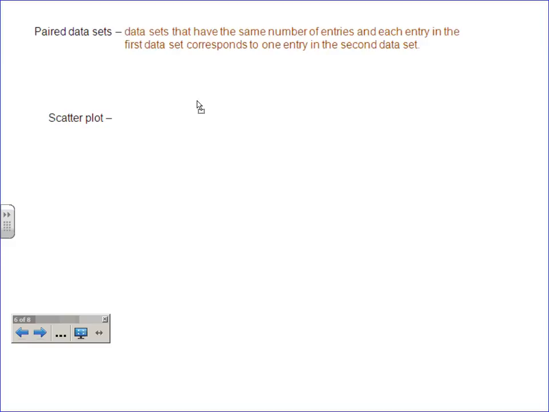Paired data. Well, you've dealt with paired data for quite some time. Same number of entries, and each entry in the first data set corresponds with an entry in the second. When you've graphed lines, you've had an x and a y, and you've always had the same number of x as you have y. You haven't just come up with another y value that you're not going to use, right? I mean, that's a paired data set. You get ordered pairs, right? Basically, each entry has a corresponding second entry. Every x has a y, especially when you do a line or some type of graph like that.